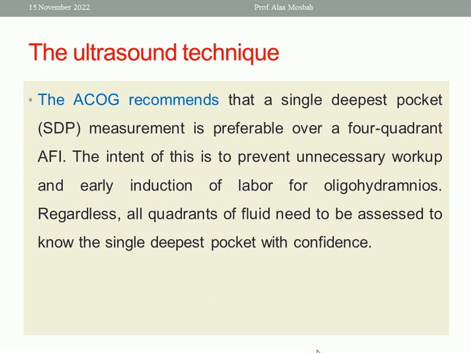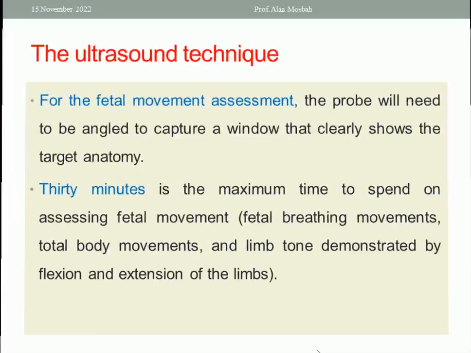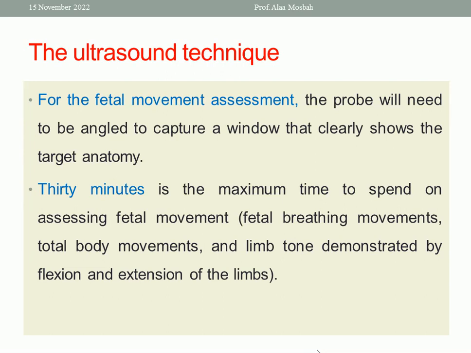What is the recommendation of the American College of Obstetricians and Gynecologists? Which is better, single pocket or amniotic fluid index? They prefer the single deepest pocket measurement. Okay? For the fetal movement assessment, the probe will need to be angled to capture a window that clearly shows the target anatomy.